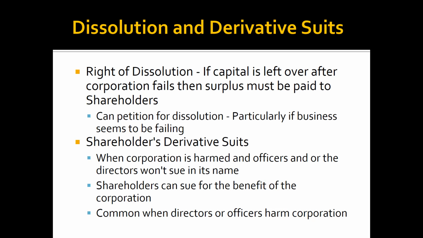Shareholders also can file what are called derivative suits. And they say, look, the officers or the directors, maybe because they're benefiting, the corporation is being harmed, but the officers and directors won't sue about it. They won't do something. So I'm going to sue for the company. This is common when the interests of the directors and or the officers have really become separated from the shareholders' duties.